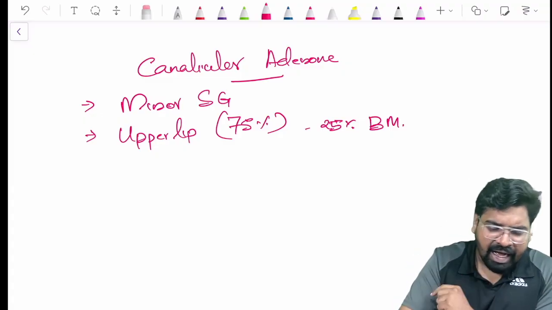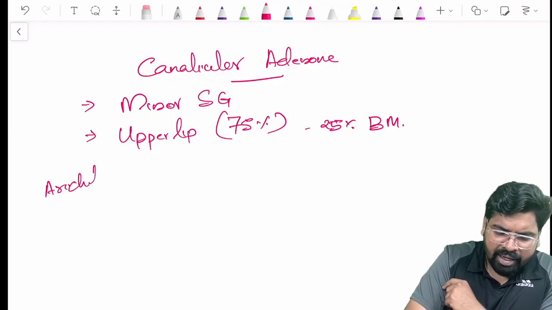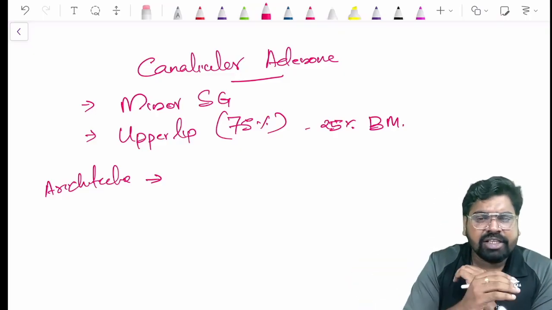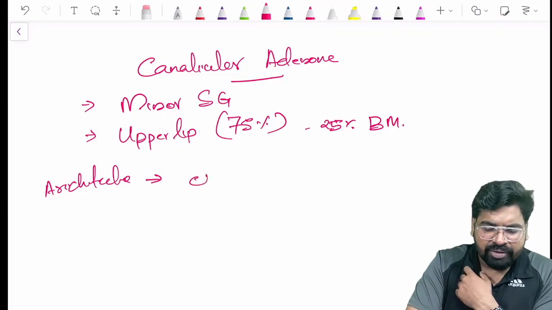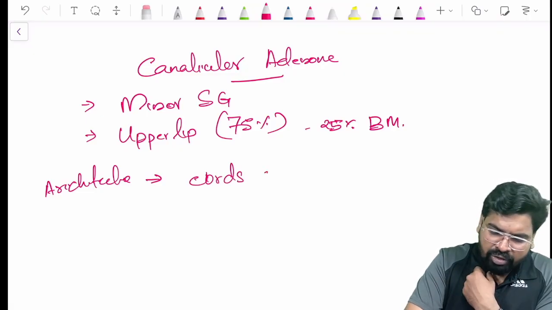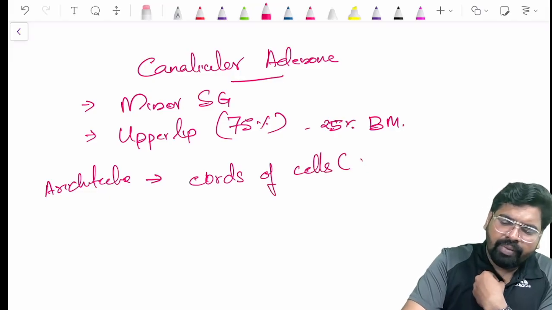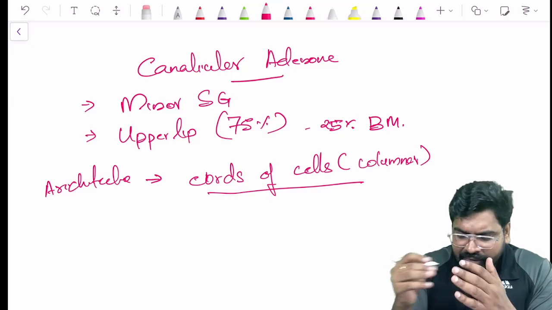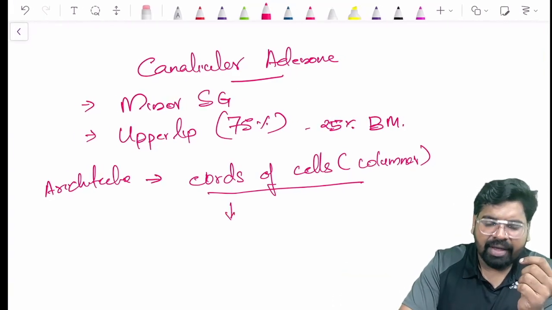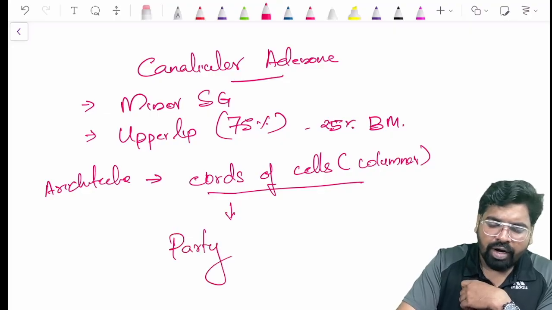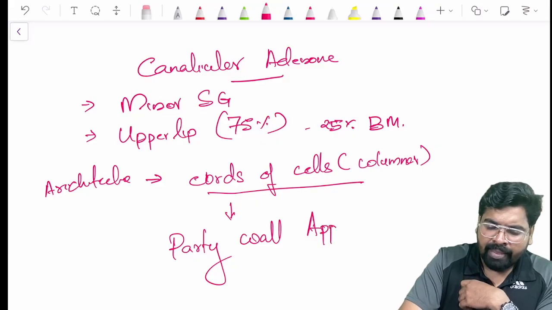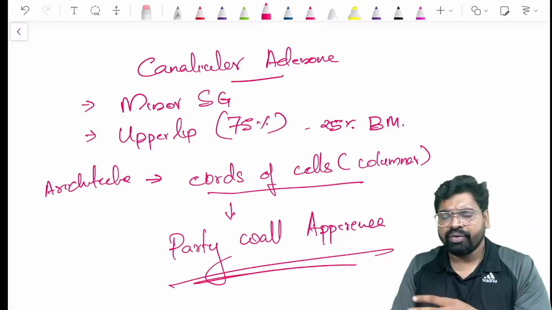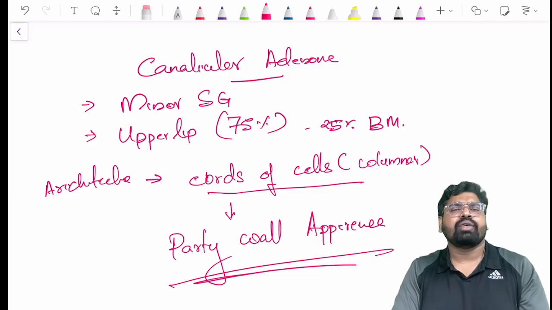Now the architecture, if you see, there is a particular type of arrangement. The epithelial cells are arranged in cords. Columnar or cuboidal cells arranged in cords, and it will look like channels. That appearance is called party wall appearance. Just remember the name: party wall appearance is seen in your canalicular adenoma. So these are the facts you should learn about canalicular adenoma.